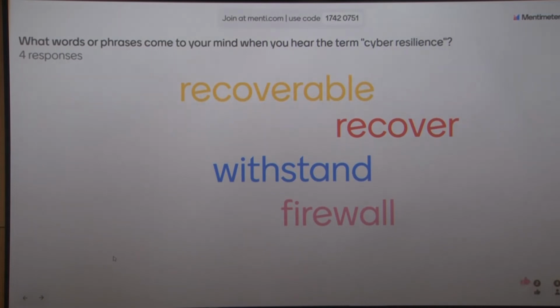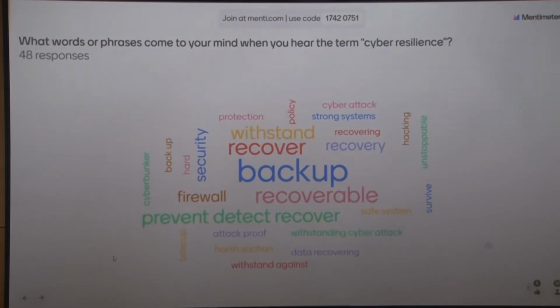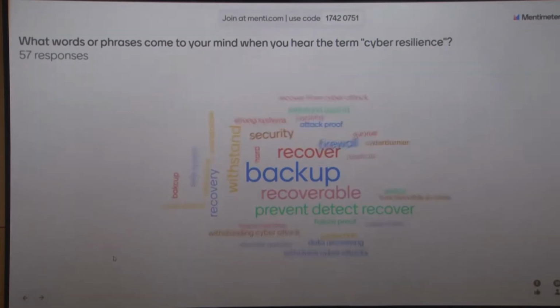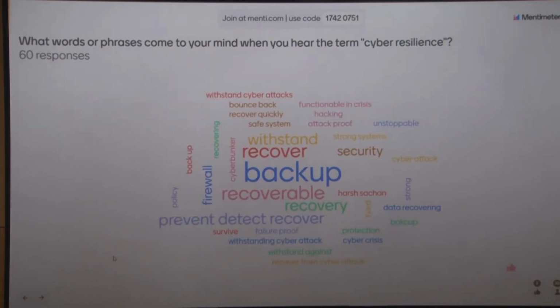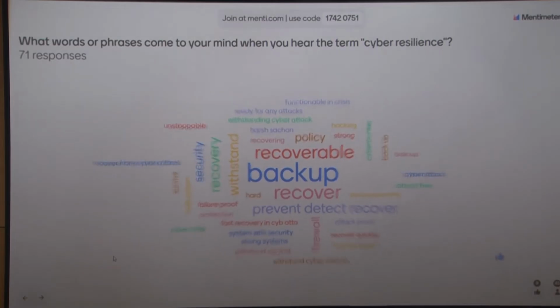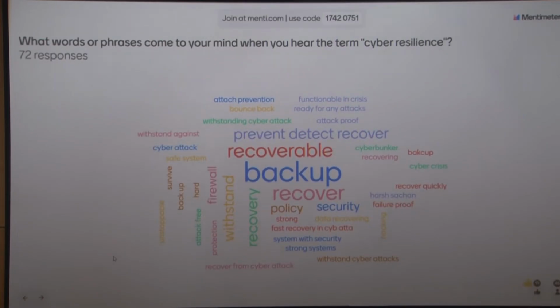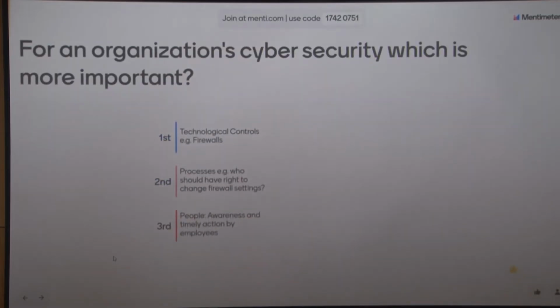Okay, so firewall is not a part of resilience. Firewall is part of regular protection, right? Okay, so I think you got the drift on resilience. We'll talk a lot about resilience, resilient system design and so on for cyber security. So cyber resilience. So we'll move on to the next question.